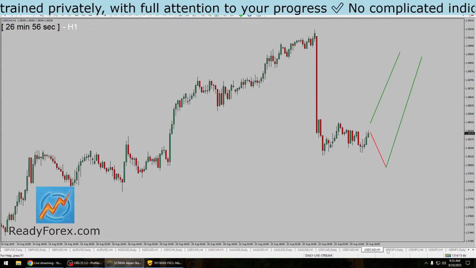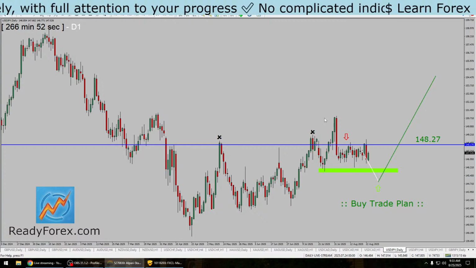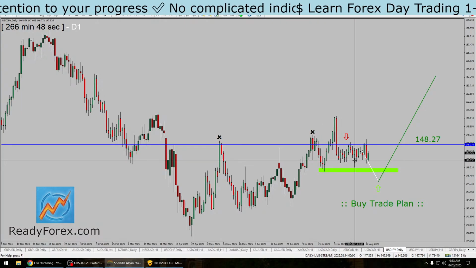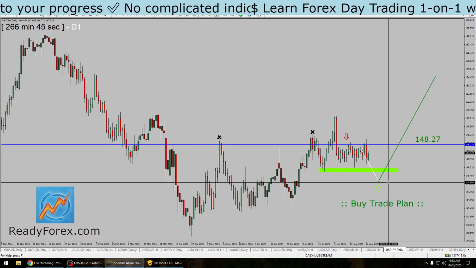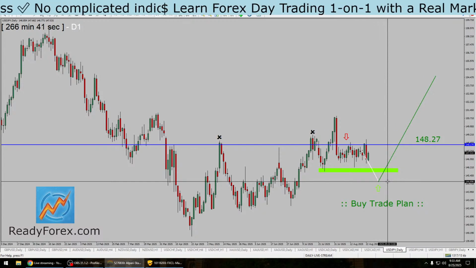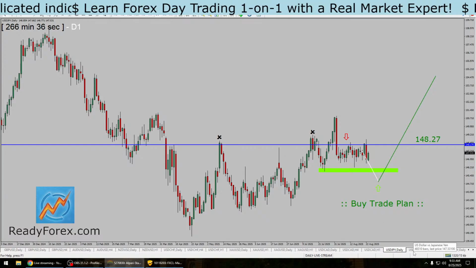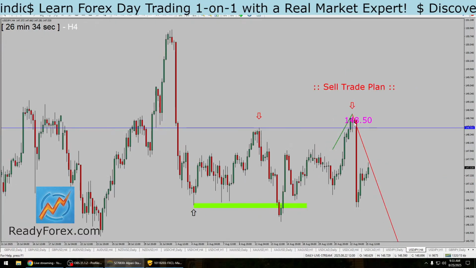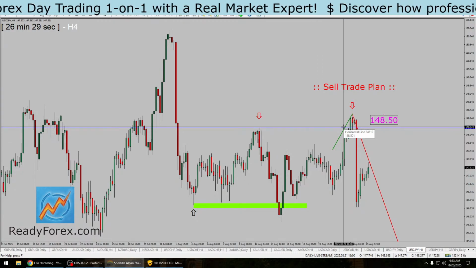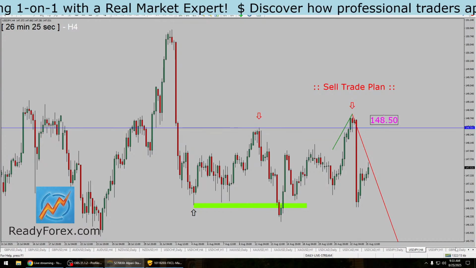Okay, next one is the USDJPY. So USDJPY is going sideways. I expect a drop in price action with USD-JPY currency pair, but so far market just keeps going nowhere. It's moving sideways. This was a sell trade plan, and look what happened. It took out the high, created a false breakout, and then dropped back down.